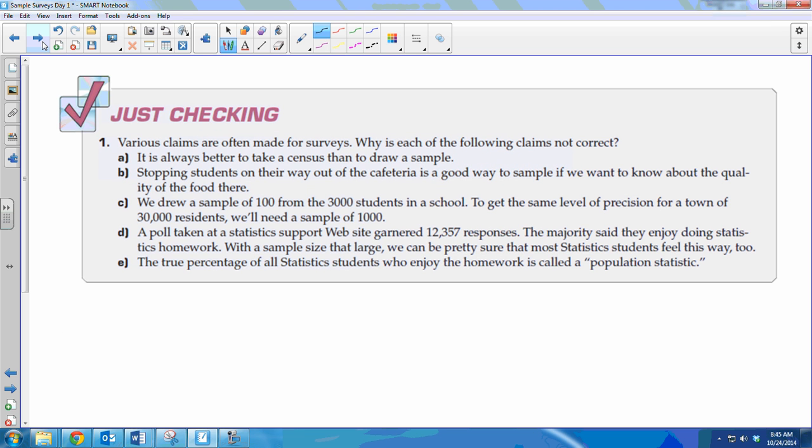So on part A, they claim for the survey that it is always better to take a census than to draw a sample. We've talked about this at length today. It's not better to take a census because it's too much work, time, and money. It's more difficult. So it's always easier to take a sample.